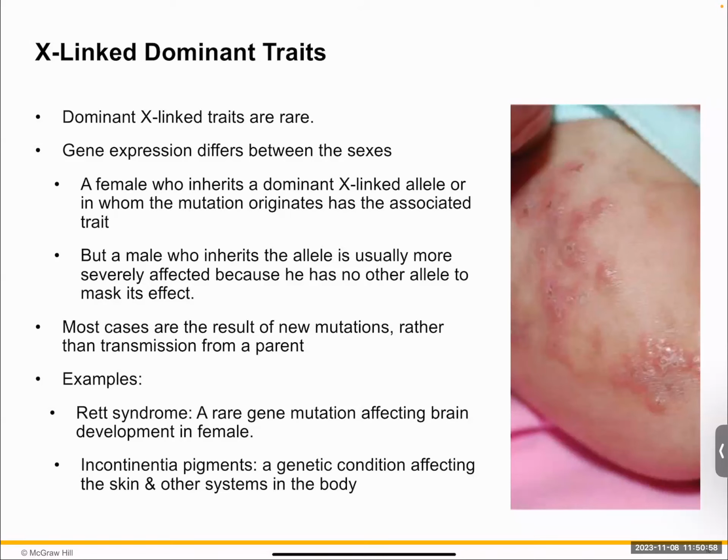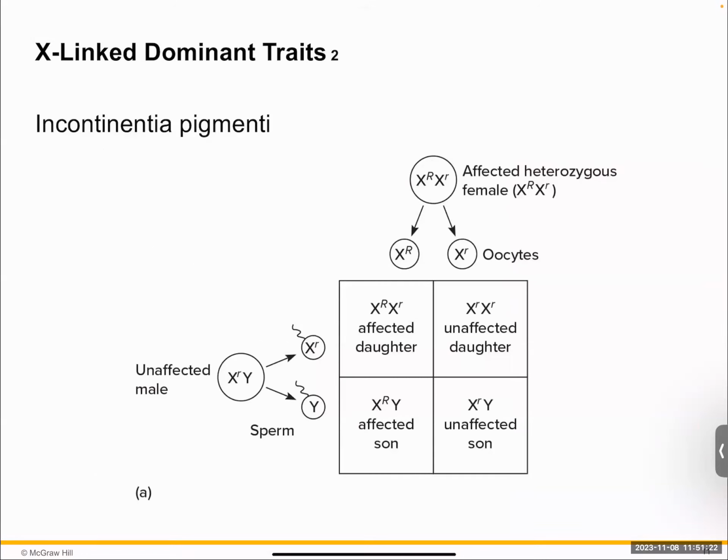Incontinentia pigmenti is another condition, the one that I'm drawing for you. Oh, sorry, I have a picture of it on the right-hand side of your slide. This is a genetic condition that affects the skin. You form almost blisters all over the skin. It also has other effects on systems like your liver, digestive system, respiratory system, and heart. So it does affect other parts of the body.